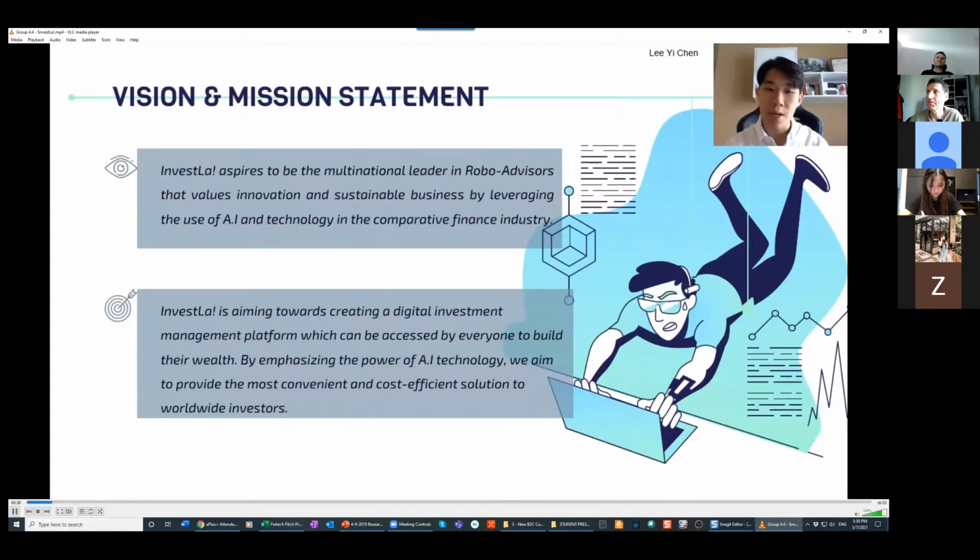The company vision is to become the multinational leader in robo-advisors that values innovations and sustainable business by leveraging the use of artificial intelligence and technology in a comparative.